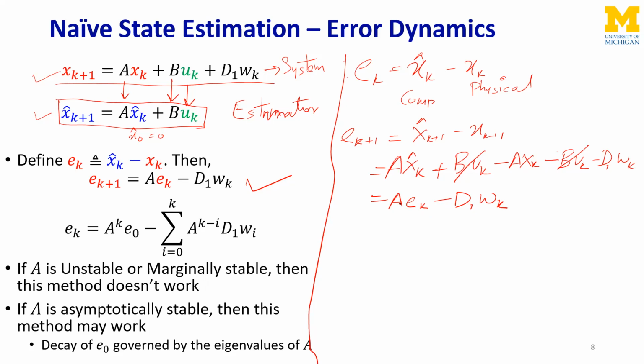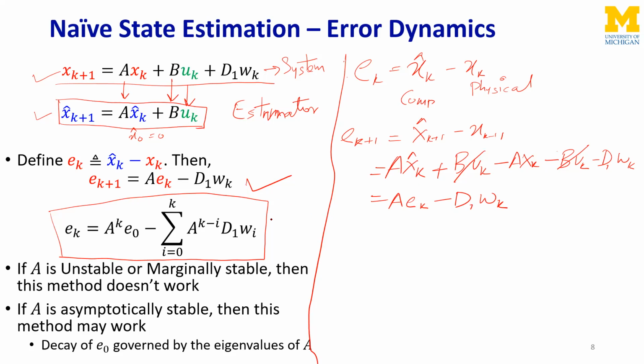And we can also write the solution for ek. Ek is just given by this equation. So if we know what the initial error is and the noise at all steps, we can actually write ek. And this solution satisfies the error dynamics. It's not that difficult to check. But anyways, let's keep going.